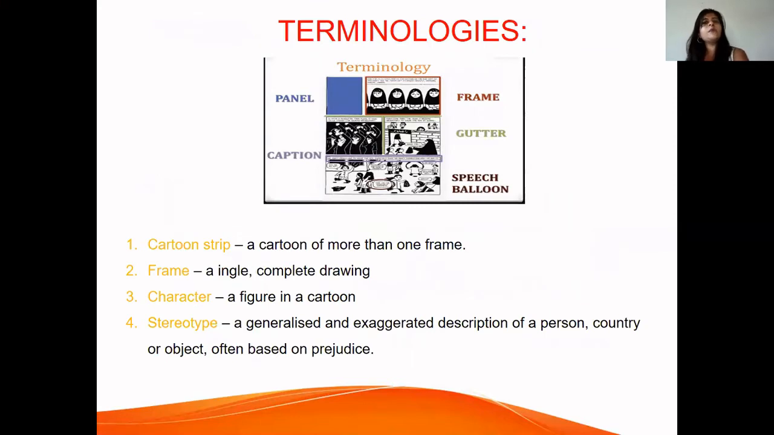Right, there are different terminologies in cartoons. The first one is your cartoon strip, a cartoon of more than one frame. Your frame is a complete drawing. Your character is a figure in a cartoon. A stereotype is a generalized and exaggerated description of a person, country, or object, often based on prejudice.